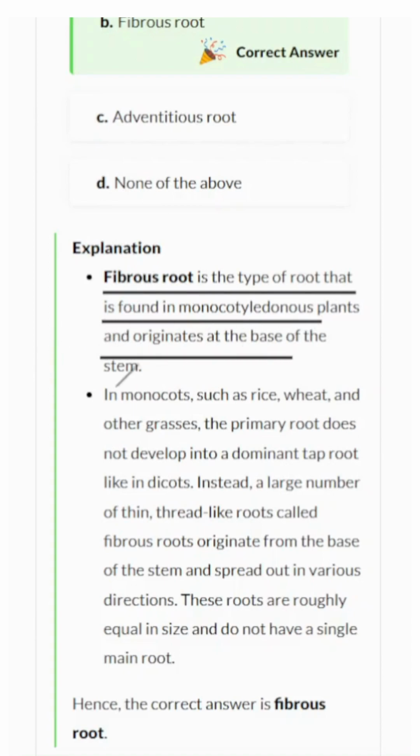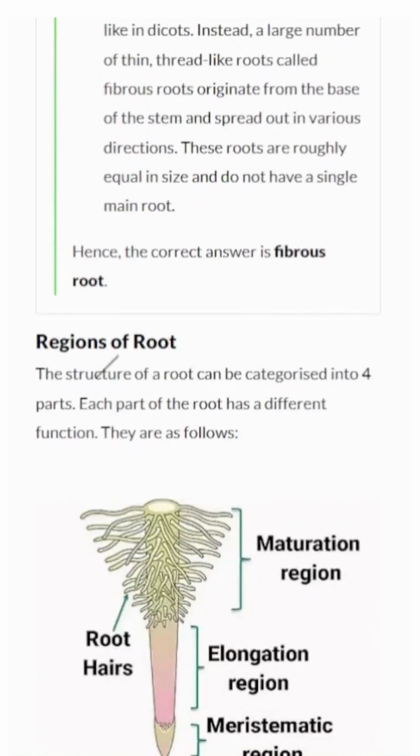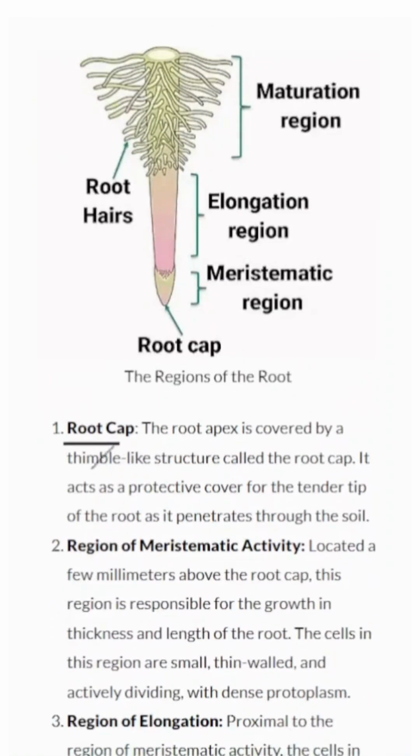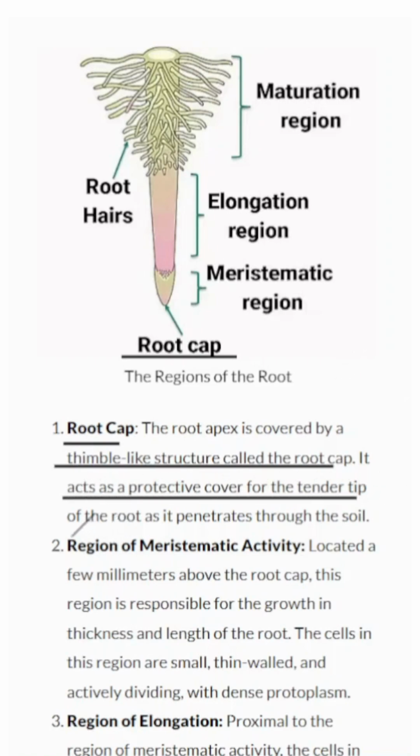Let's venture further into the intriguing world of root anatomy, specifically focusing on the different regions of a root, each with its unique function. Root cap. The root cap is like a thimble-like shield that covers the tip of the root as it ventures into the soil. Its main job is to protect the delicate and tender tip of the root.